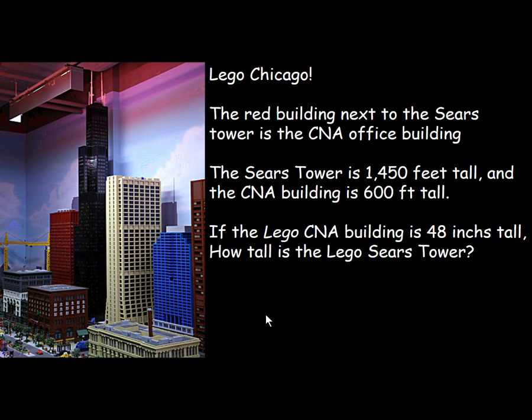So what you want to do is set up a proportion and cross multiply to solve. If you need help setting up the chart, your two objects are the Sears Tower and the CNA building. Your two measurements are the real heights and the Lego heights. Once you have that filled out, just cross multiply to solve. And in this case, you might have a slightly different setup than me, but the way you know if you have it right is the 600 should be diagonal from the X, and the 1,450, the height of the Sears Tower, should be diagonal from the 48.